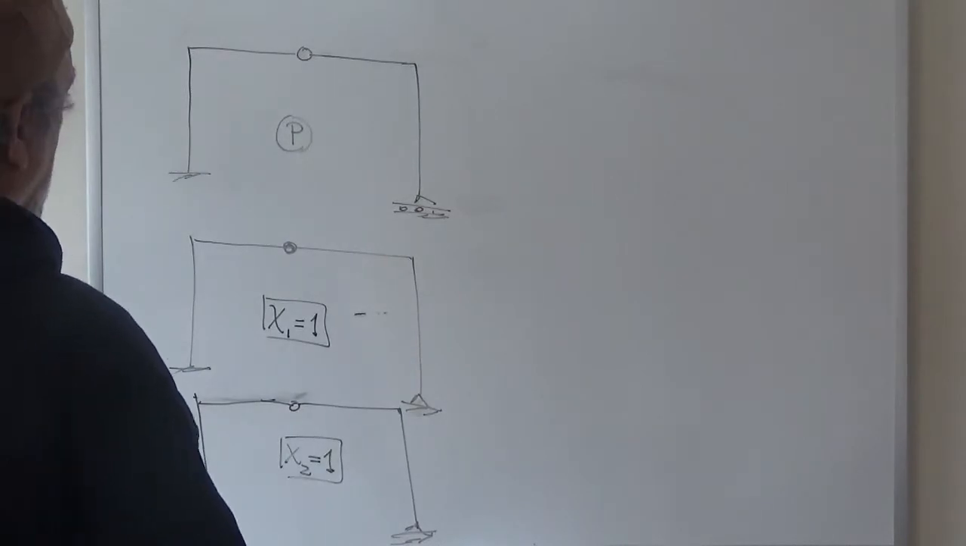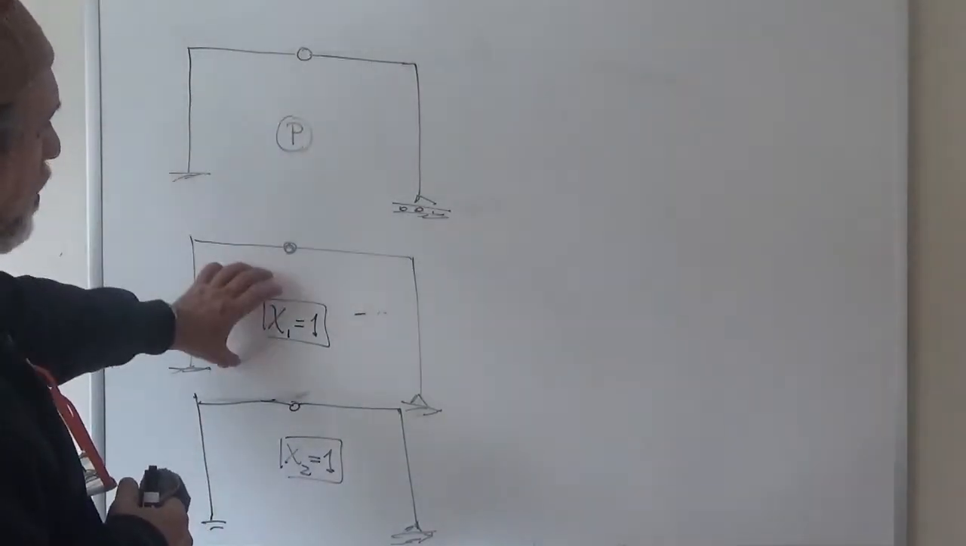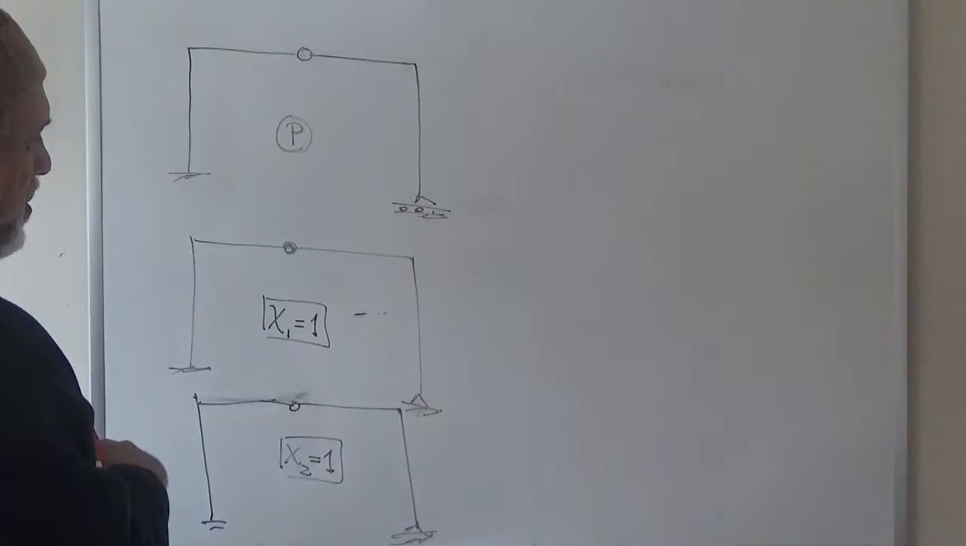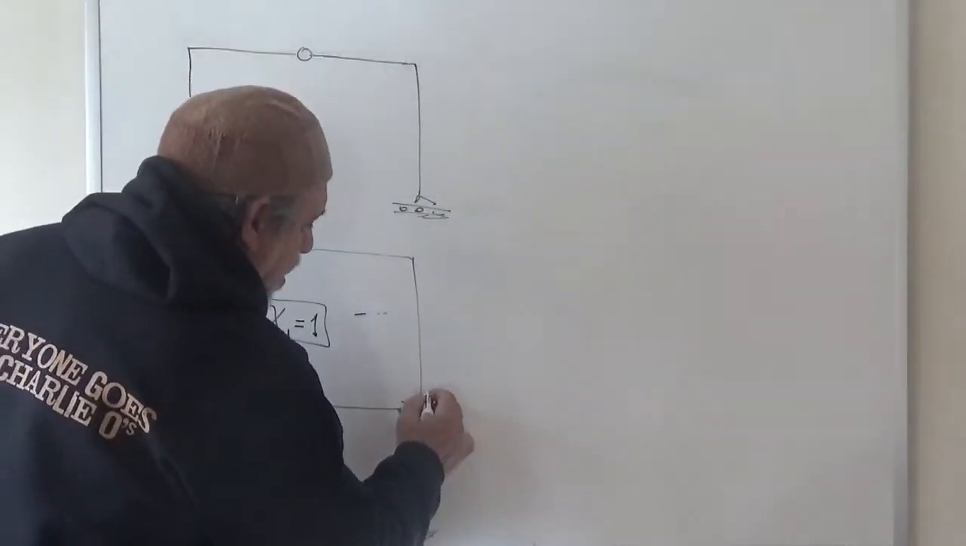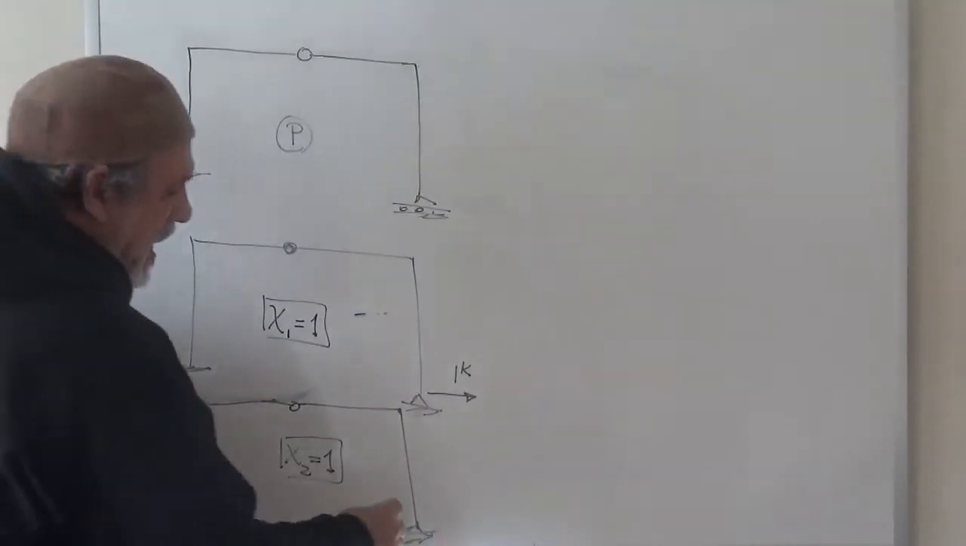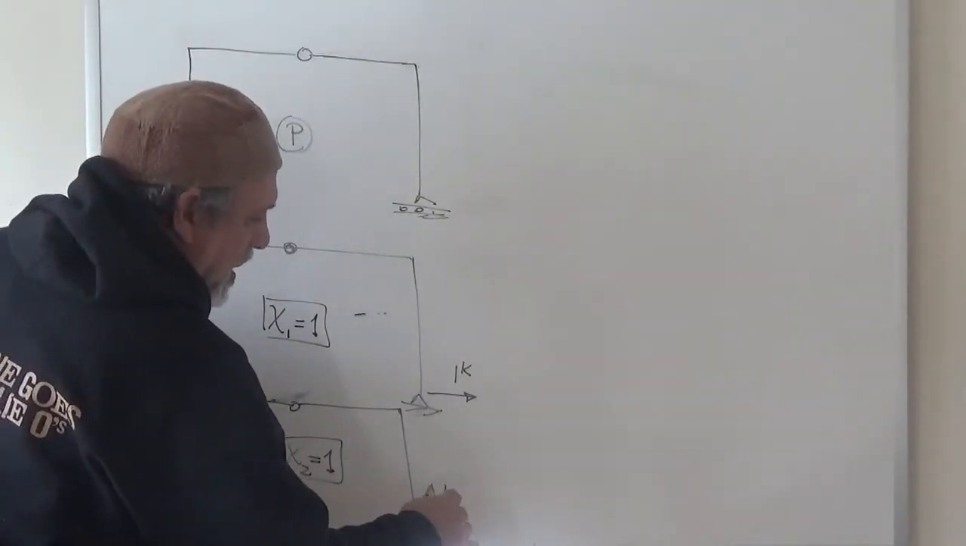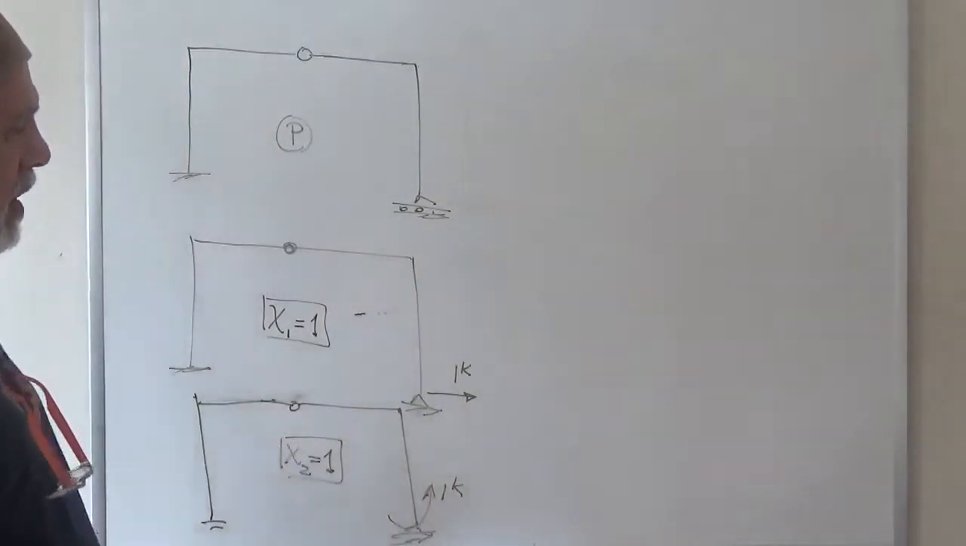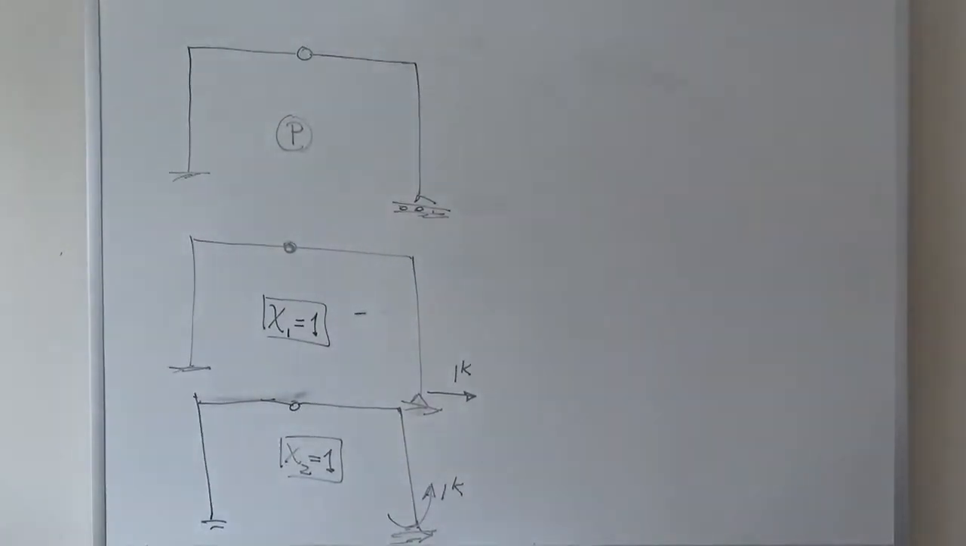Okay? The p sketch, the x1 equal to 1 sketch, the x2 equal to 1 sketch. So since I selected my redundants, the x1 equal to 1 sketch is this, and the x2 equal to 1 sketch is this, right? Now I have to translate those temperatures into the p sketch.